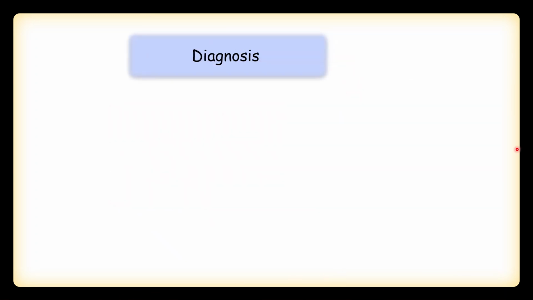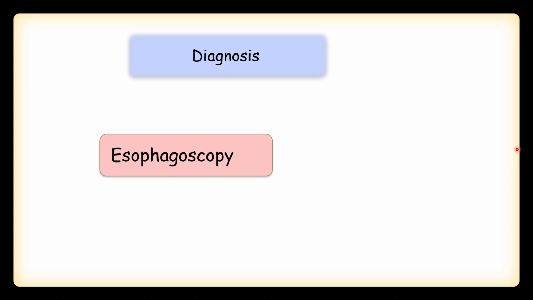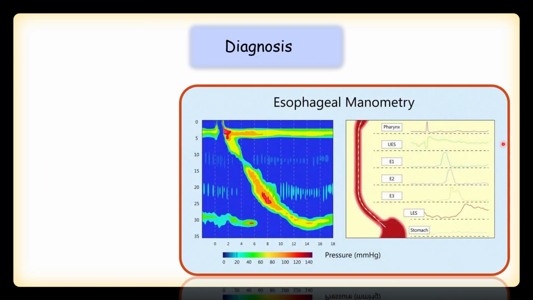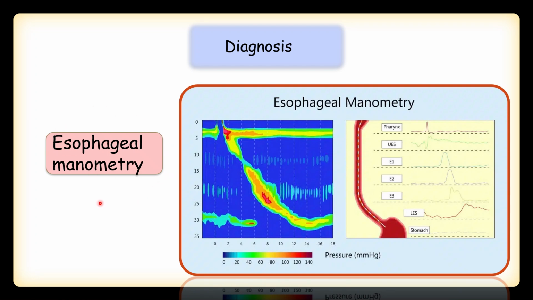The next investigation is esophagoscopy. Esophagoscopy is an endoscopic procedure which is used to view the lower end of the esophagus. Mainly it is done to rule out esophageal carcinoma. Esophagoscopy is followed by esophageal manometry. Manometry measures the pressure in the esophagus from the pharynx to the lower esophageal sphincter, and this esophageal manometry is the gold standard test for diagnosing achalasia cardia.